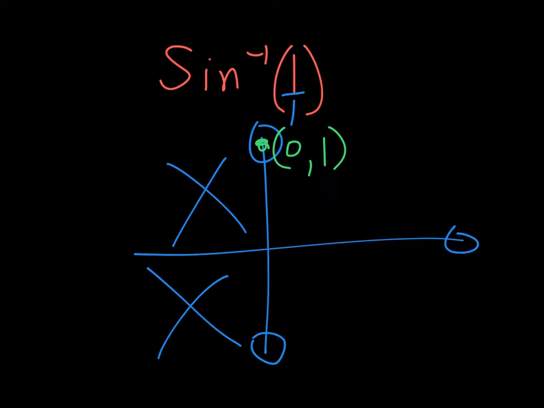Okay. Let's do something very similar to that. Let's do inverse cosine of 0. Pause for a second and try that one.